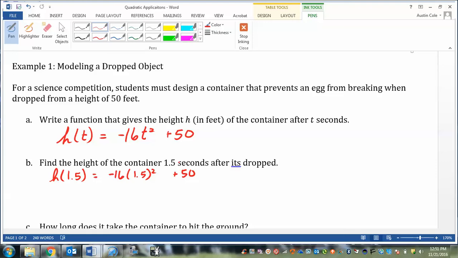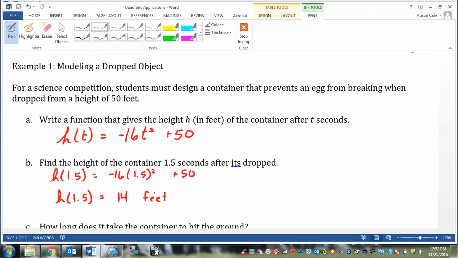And then add 50 to that. 14. H of 1.5 equals 14. What does this mean? How the height of it was at 1.5 seconds. Great. After 1.5 seconds, we dropped it, and this container is going to be 14 feet off the air. Or off the ground, I should say.